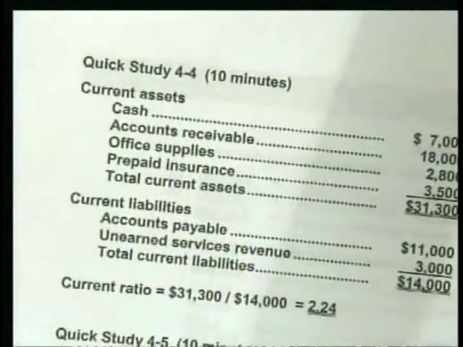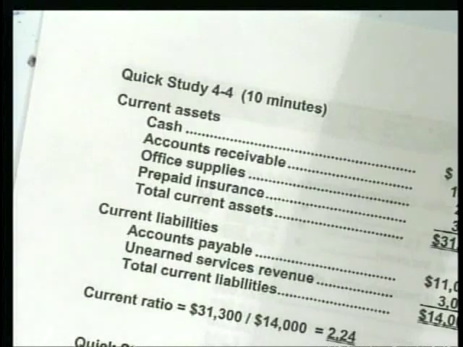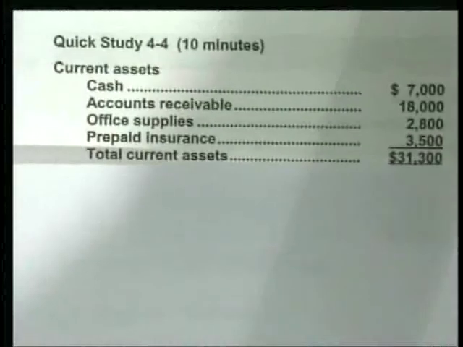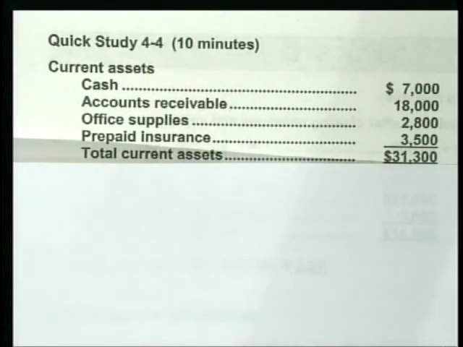Okay, let's take a look at Quick Study 4.4. Compute Palmolive Company's current ratio using the following information. Okay? And they give us a bunch of stuff here. Obviously, what we need to do is first calculate what the current assets are and then what the current liabilities are, right? So let's take a look at the solution here. Okay? First of all, your current assets in this situation are your cash, your accounts receivable, office supplies, and prepaid insurance. You know, not every company is going to have every current asset, okay?